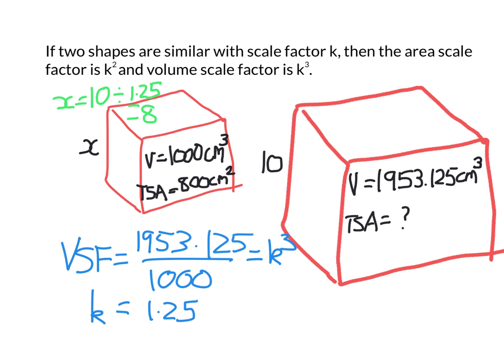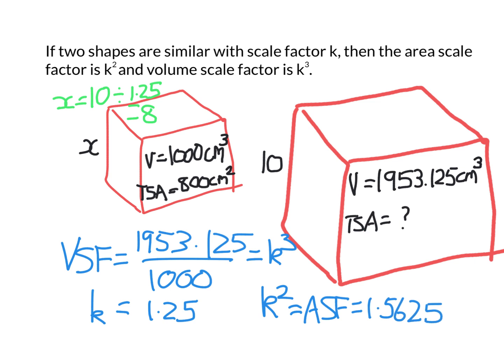So if the total surface area of this shape is 800, what would be the total surface area of this shape? Well, I know that k is equal to 1.25 or 5 over 4. So the area scale factor is k squared. So it'll just be 1.25 squared, which is 1.5625.